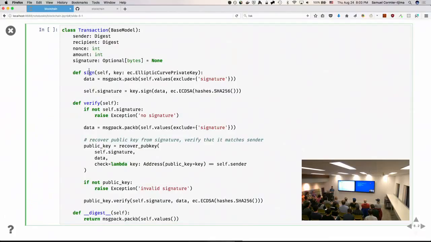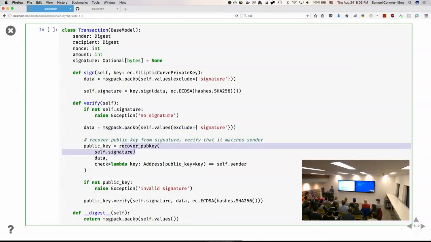So a transaction has two operations it can do. The first thing is we can sign it. To sign it, we'll pass in a private key. We'll serialize all of the values, so basically these four things here: sender, recipient, nonce, and amount. We'll serialize those, and then we'll just sign it with a private key. And then the reverse of that is verifying. To verify it, we do that same serialization of the data.